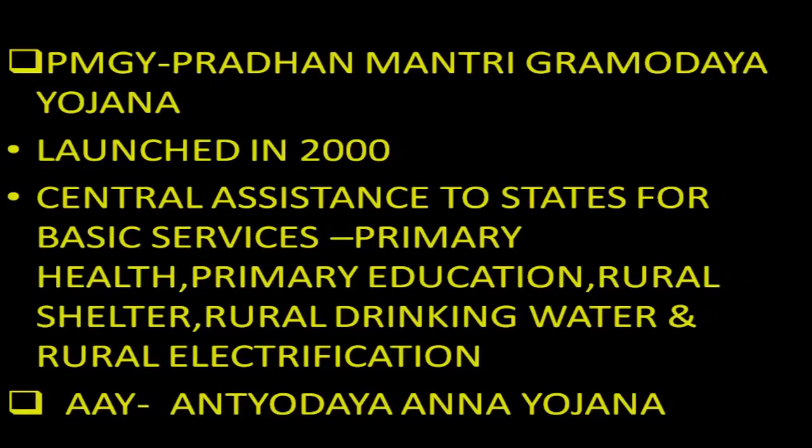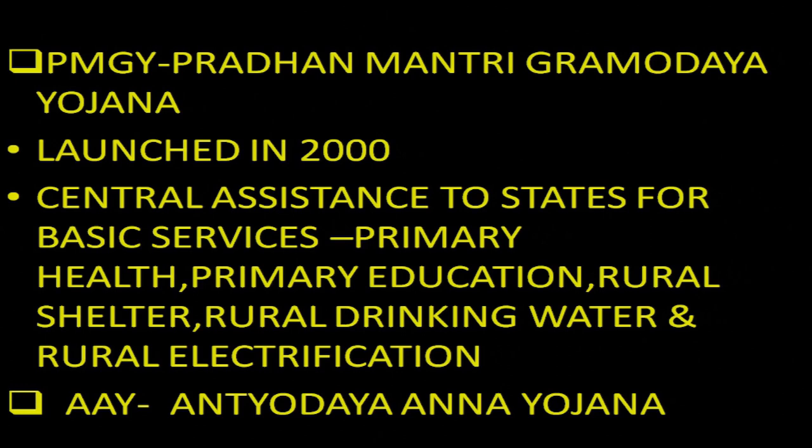Another program was launched in 2000. What was that? Pradhan Mantri Gramoday Yojana, PMGY. The central assistance to states for basic services like primary health, primary education, rural shelter, rural drinking water and rural electrification. These are the things on which this program focused.